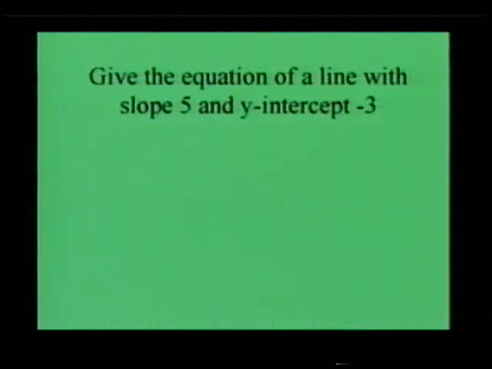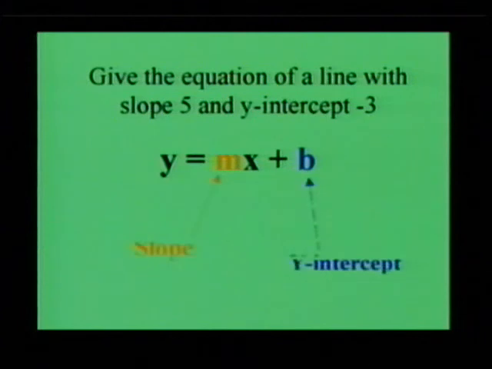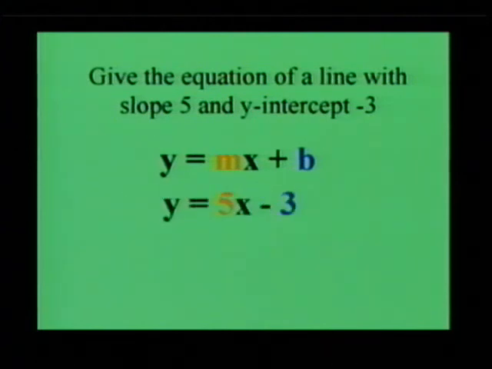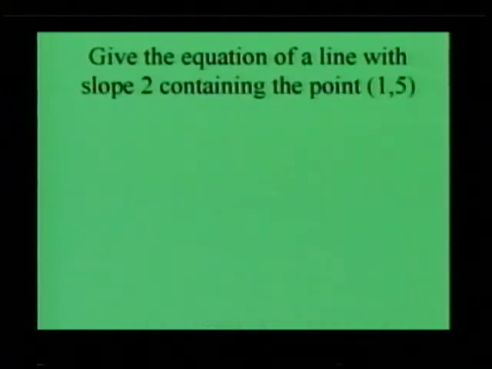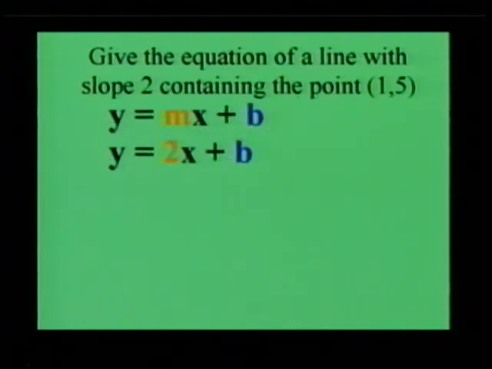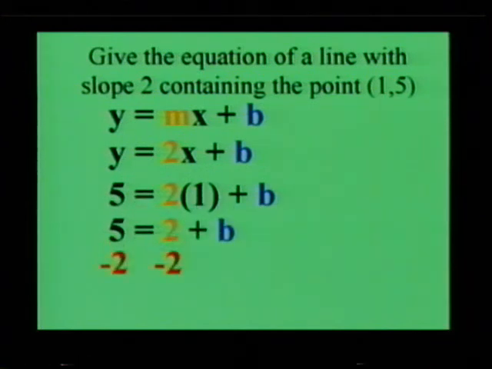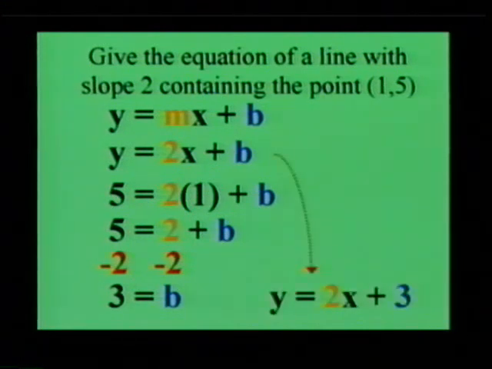Give the equation of a line with slope 5 and y-intercept minus 3. So we'll put the 5 in for the slope. Very simple if you know the slope-intercept form. Give the equation of a line with slope 2, containing the point 1, 5. Well, we'll put the slope in, and then we'll put in our 1, 5, 1 for the x, and 5 for the y, and figure out what the y-intercept, or b, is. Subtracting 2, the y-intercept is 3, so we'll have our general equation. Remember that one, okay?